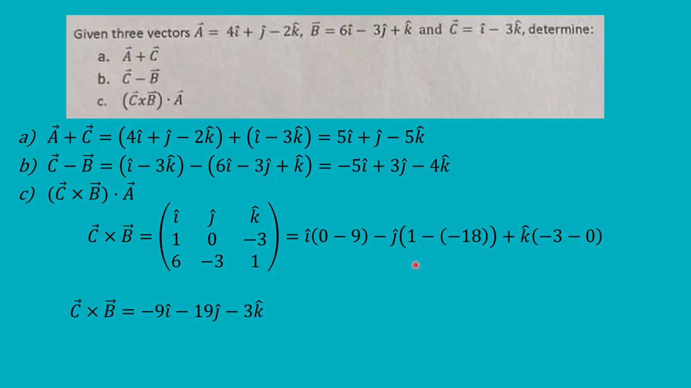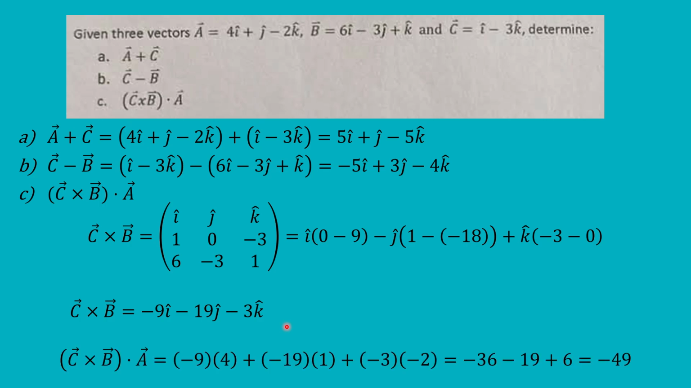So 0 minus 9, that's minus 9i hat. Minus 19 times minus j hat, so minus 19j hat. And we have minus 3k hat. So therefore, C cross B here is now minus 9i hat minus 19j hat minus 3k hat. This result will then be dotted with vector A.